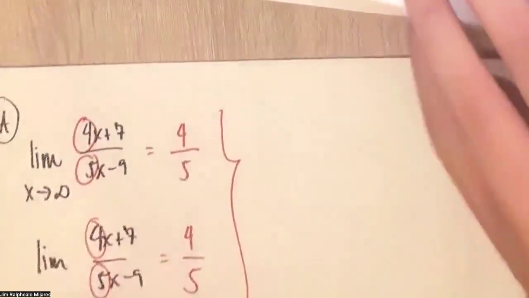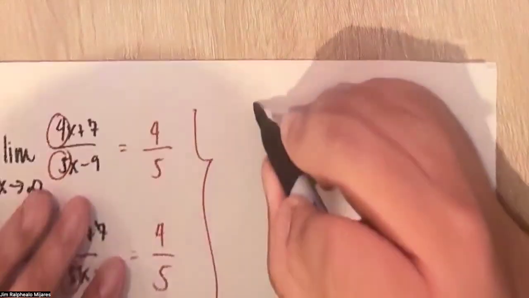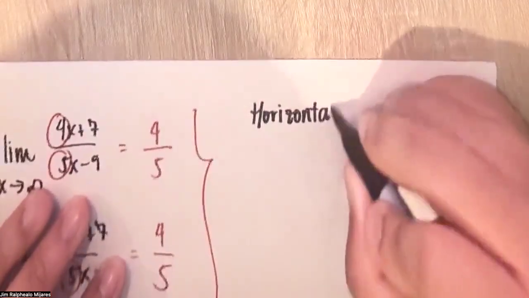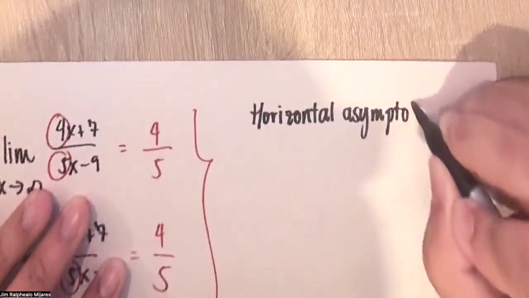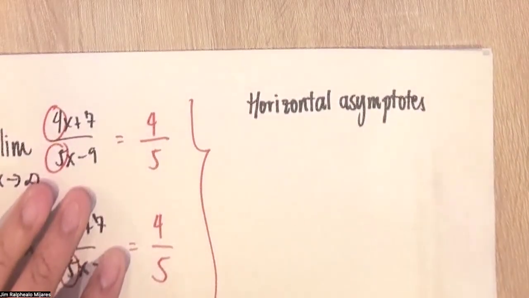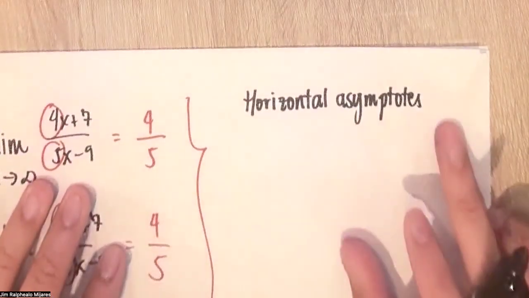Now, let me tell you then of the concept of horizontal asymptotes. So during the last video, we discussed what a vertical asymptote is. This time, let's discuss what a horizontal asymptote is.